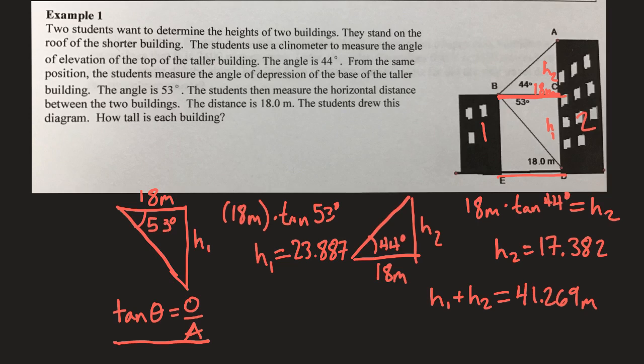So if you write a final statement, you would say building 1 is 23.887 meters, and building 2 is 41.269 meters. And that is your final answer for example 1.